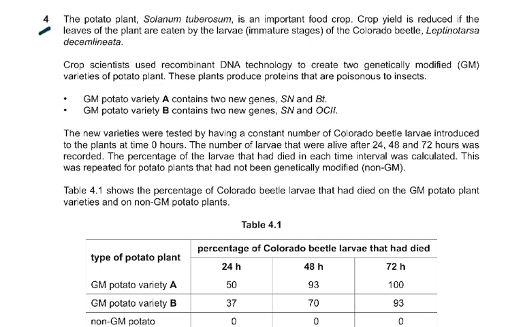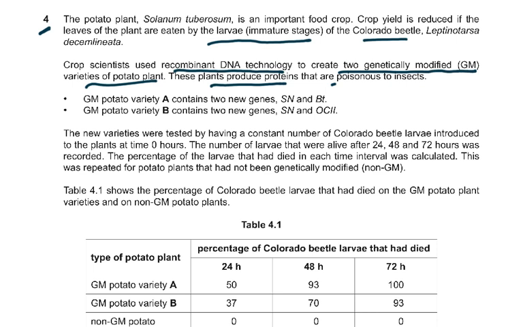Question number 4. The potato plant Solanum tuberosum is an important food crop. Crop yield is reduced if the leaves of the plant are eaten by the larvae, immature stages of the Colorado beetle. Crop scientists used recombinant DNA technology to create 2 genetically modified (GM) varieties of potato plant. These plants produce proteins that are poisonous to insects. So we put in a gene and that is going to result in producing something toxic, and when the poor insect comes to eat the leaves of the plant, the larvae or the caterpillars will die.